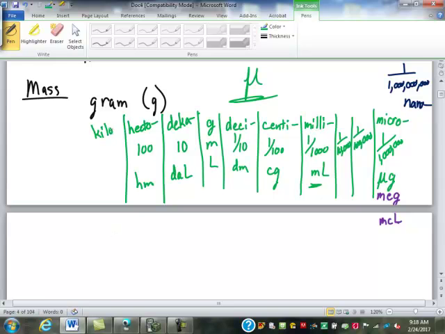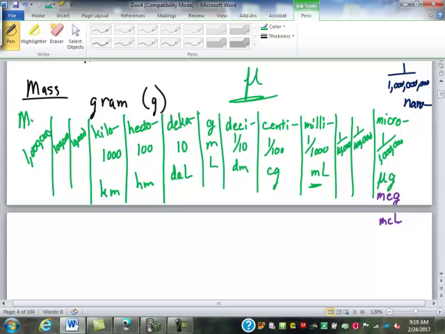Kilo is 1,000. So a kilometer is 1,000 meters. Just like going the other direction, they went 10, 100, 1,000, then they stopped. They didn't do an abbreviation for 10,000. They didn't name the 100,000 either. They skipped to the million.